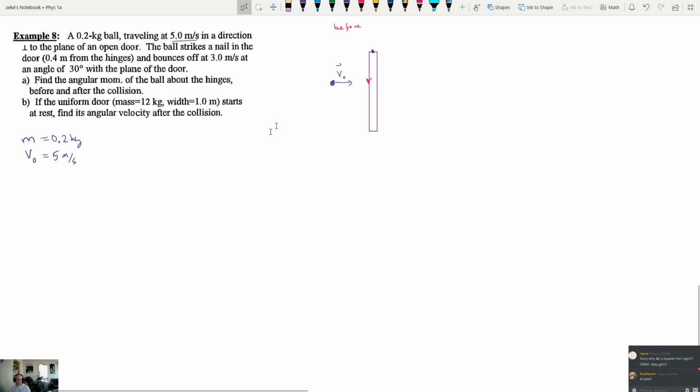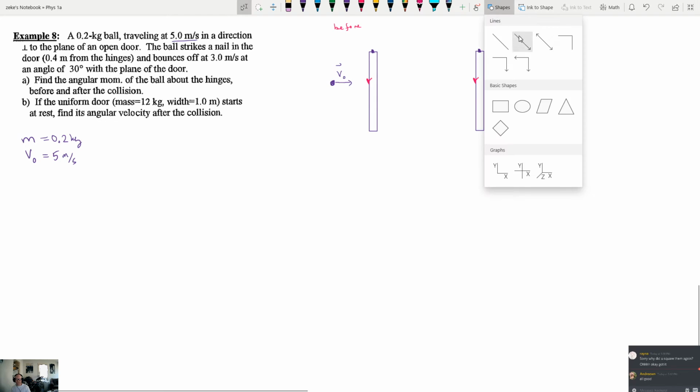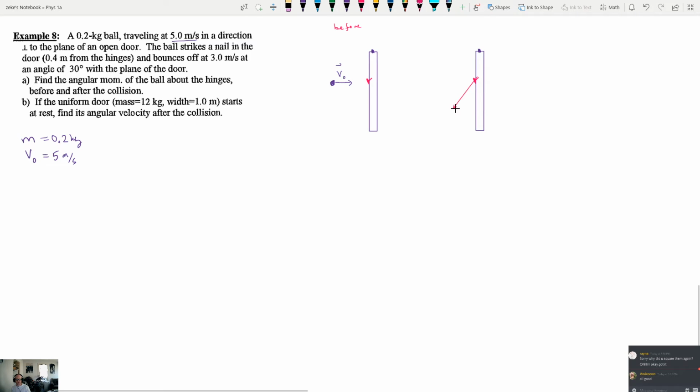And then our after picture, our ball is going to be moving down into the left, I believe. It says the ball strikes a nail in the door 0.4 meters from the hinges, so the hinges are here at the top, and bounces off at 3 meters per second at an angle of 30 degrees with the plane of the door. So the plane of the door would be like this. So 30 degrees with the plane means that I think it's this way. So that this smaller angle is 30 degrees? Is that how you all would read that? Yeah, angle of 30 degrees with the plane of the door.